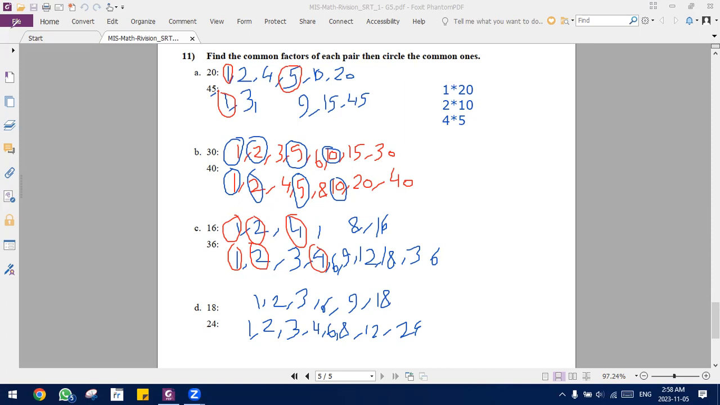Let's circle the common ones. Always 1 and 1. 2 and 2. 3 together. 6 together. That's it. So the highest common factor is 6.